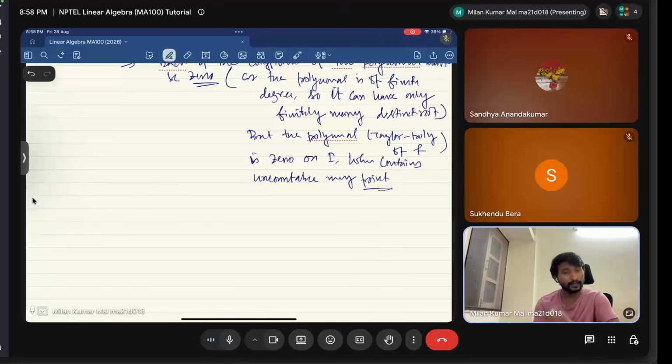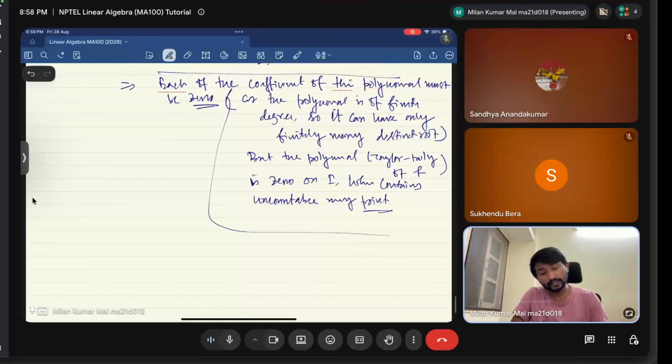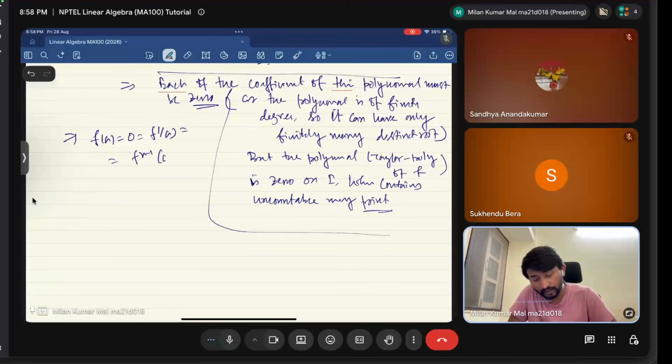If two distinct points are there in an interval, then the full interval, a sub-interval, should be there, right? So this is the region. So that means f of a is equal to 0, f dash a has to be 0, all the way to f of n minus 1 of a has to be 0.